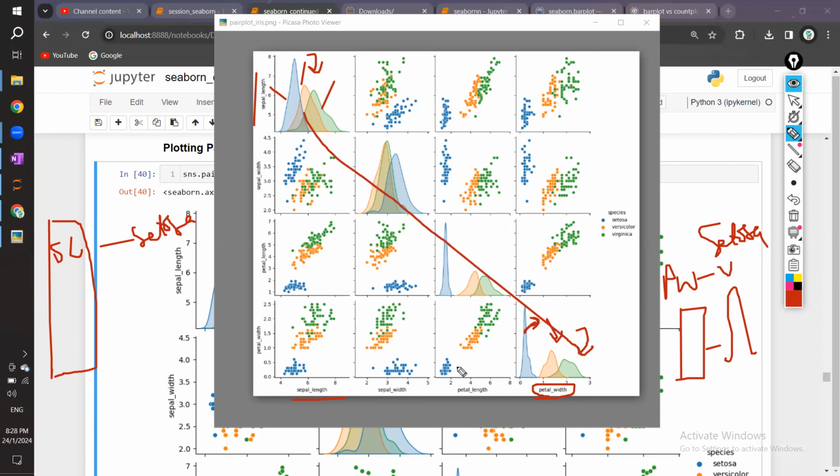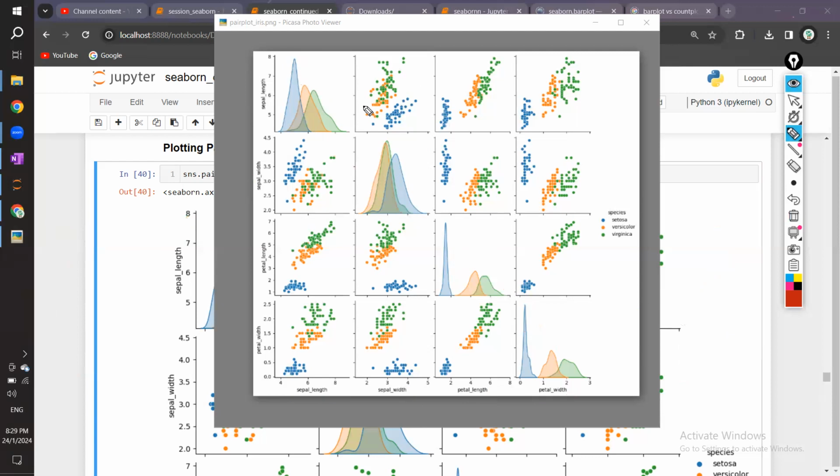Every other plot is a scatter plot between x and y, because there will be two different columns available. For example, this is between petal length and sepal width. That is the second point.